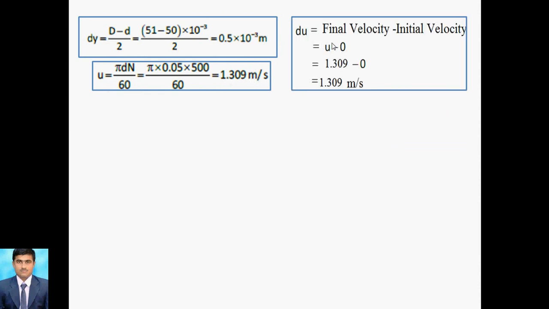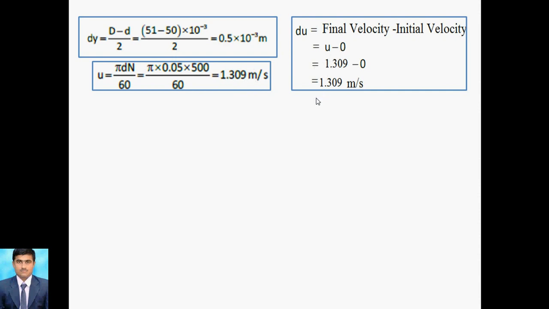Then next, du is equal to final velocity minus initial velocity. So the final velocity we can take directly, that is u, minus initial velocity 0. As you know, small u is equal to 1.309 meter per second.